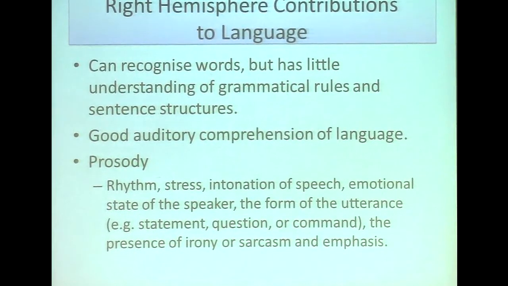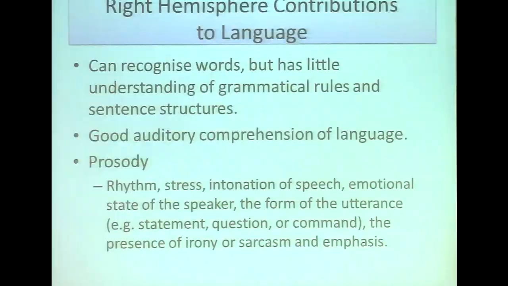And then a very important part of what the right hemisphere contributes to language that the left hemisphere can't do at all is prosody. Now, prosody is the sing-song sound of our voices. So the rhythm of our voices, parts of the sentence that are stressed, intonational speech, the emotional state of a speaker, the form of the utterance, for example, whether it's a question or a statement or a command, the presence of any irony and sarcasm and emphasis.